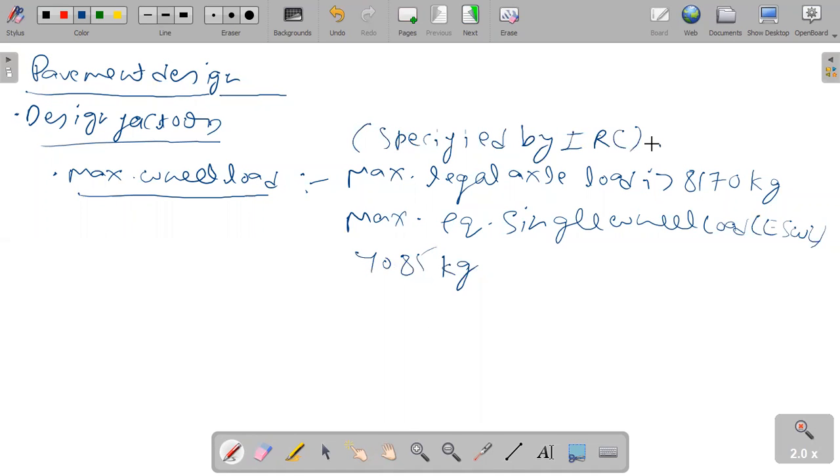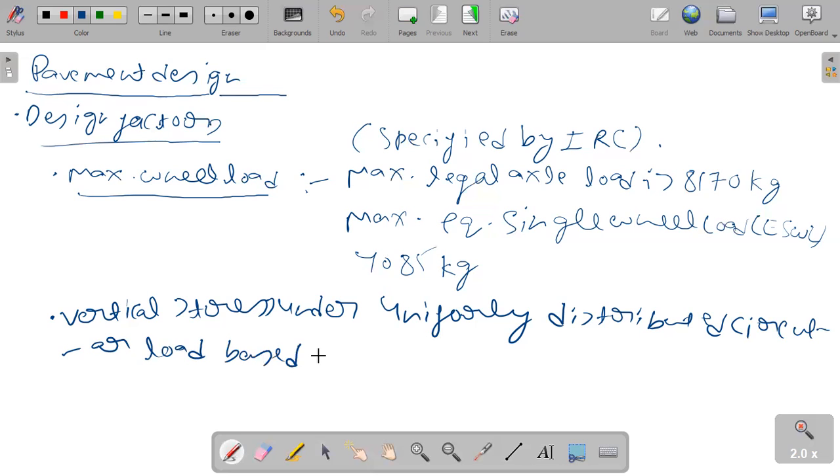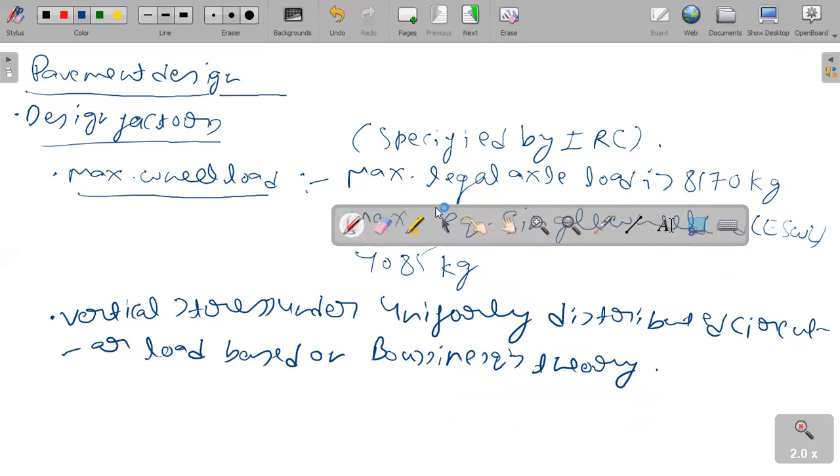Let's move forward to vertical stress under uniformly distributed circular load, based on Boussinesq's theory. So we have a formula for this.